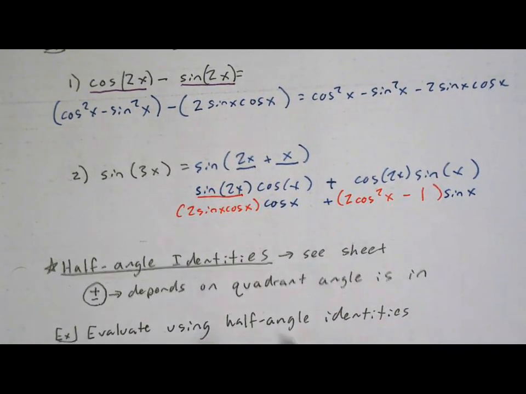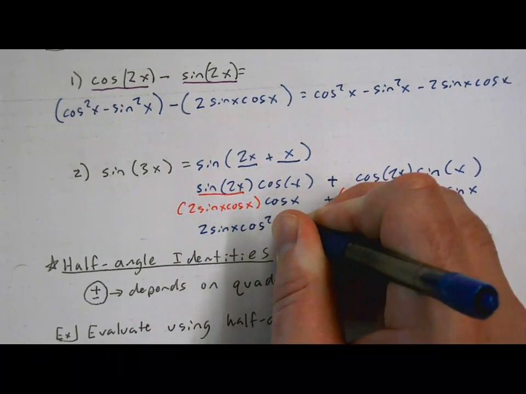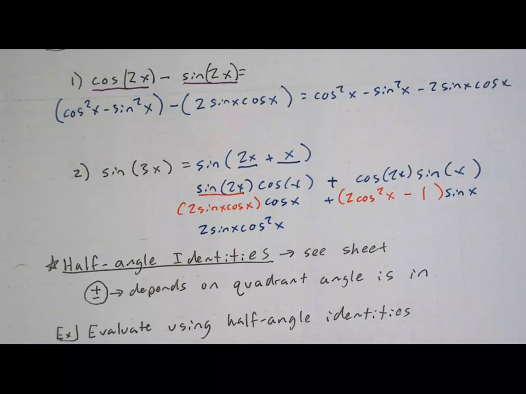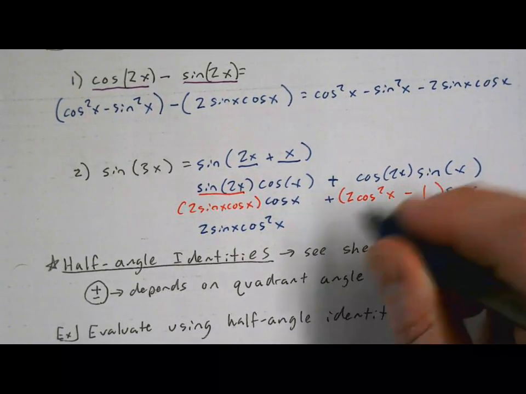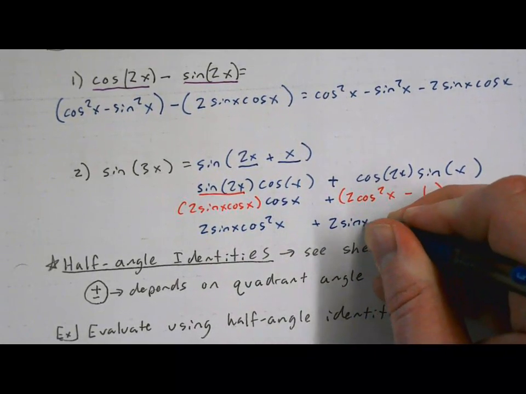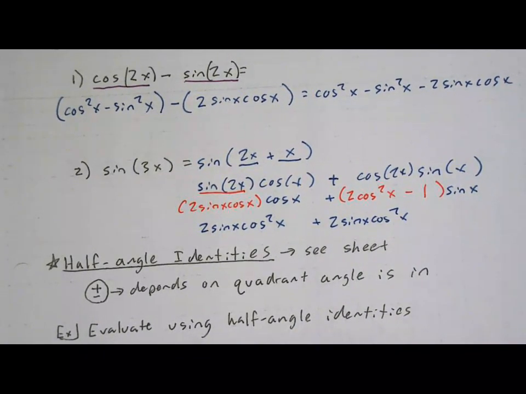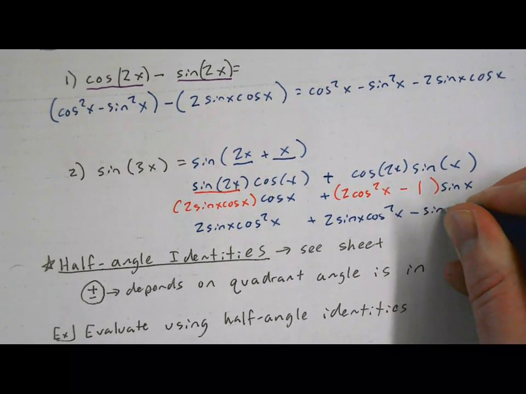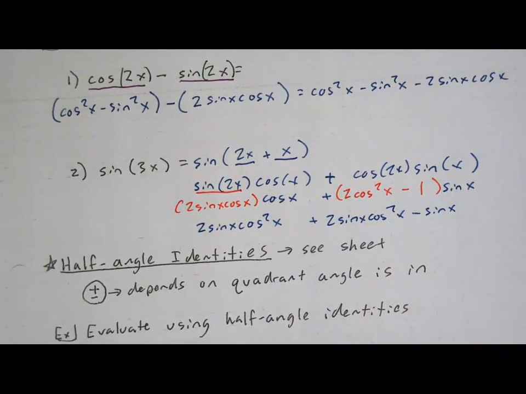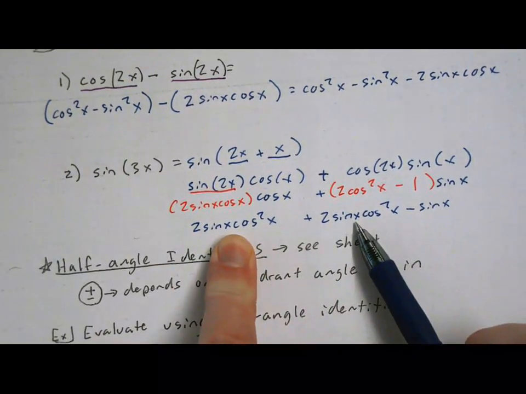So this whole term would be 2 sine x cosine squared x. Agreed? And then I'm going to distribute this sine x into here. This first part is going to be also 2 sine x cosine squared x. And then 1 times sine x is sine x. I should have left myself more room here. Do you see how we got a couple like terms we can stick together here?